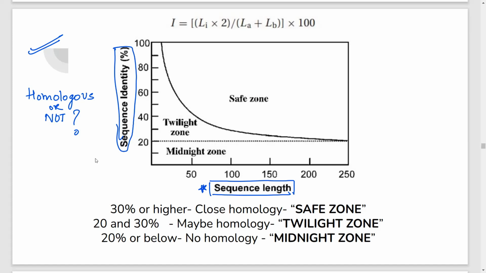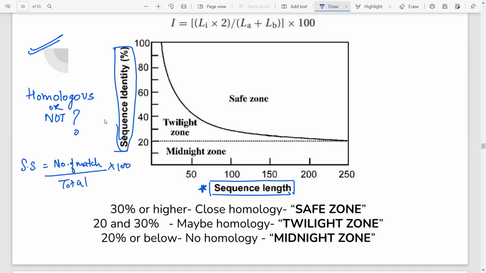Now you may ask, what is sequence identity? We studied about sequence similarity. I told you that is the total number of sequences that are matching, divided by the total, into 100, is the sequence similarity. Similarly, sequence identity can also be found. So to calculate sequence identity, this is the formula.